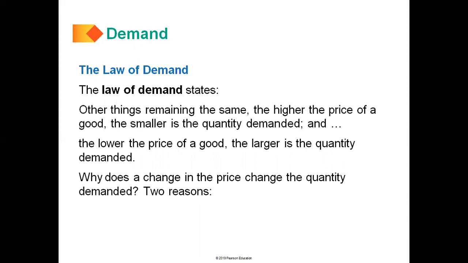But I want you to listen to the language that I used here. Assuming that no other forces are acting on this market, the change in price changes the quantity demanded. And we can find out by how much by looking at the shape of the demand curve. And then we'll get into something called elasticity, which gives us a way to measure how much the quantity demanded changes when the price changes.